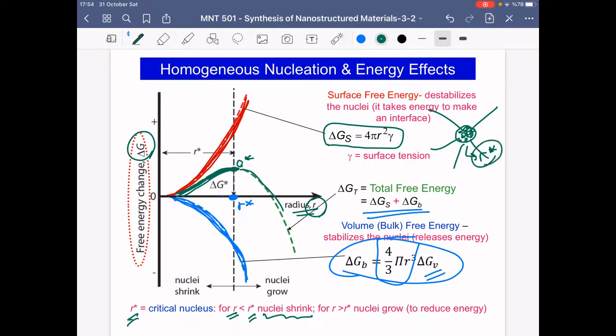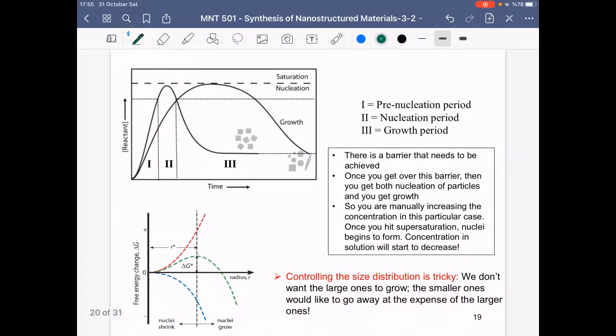Once it reaches my R star, it will form my nanoparticle, and this is the smallest size that I can obtain for this particular system. So that's why this term is very, very important. And this is the significance of this graph.